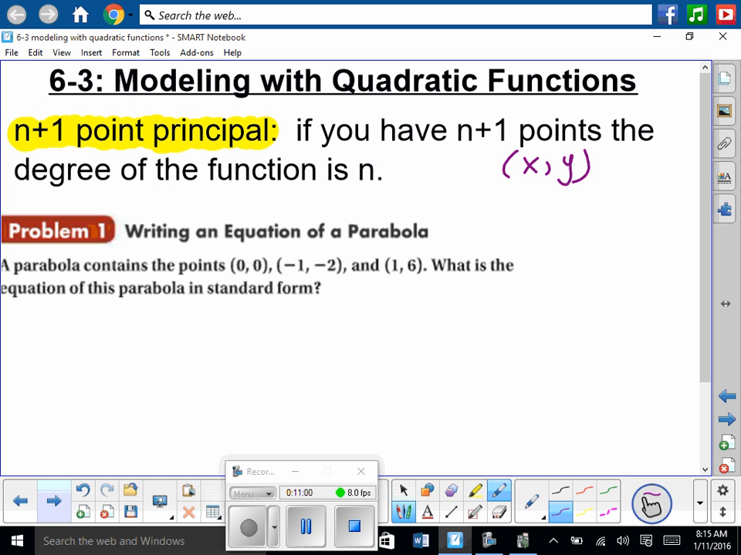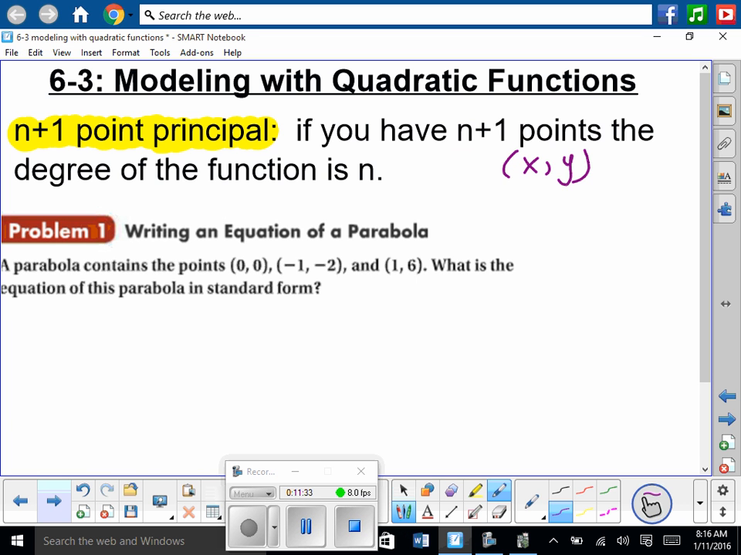So once again, if you have n+1 points, the degree of the function is n. Basically, if you have 5 points, it's 1 less than that degree. So if we have 5 points, it's degree 4. If we have 3 points, it's degree 2. If we have 6 points, it's degree 5. Does that make sense? If we have 2 points, then it's degree 1. Does that make sense, everybody? So once again, if you have 3 points on a graph, then you can have a degree 2, a quadratic that models those 3 points.